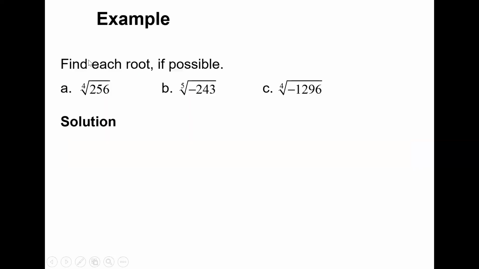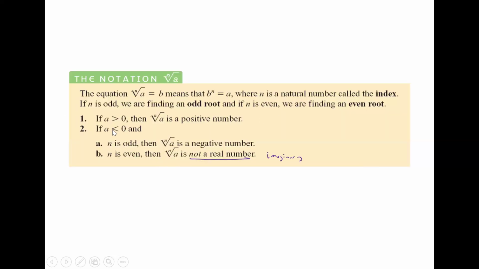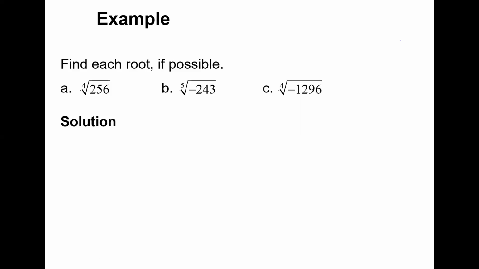All right, so we're going to find each root if possible. We want the fourth root of 256, the fifth root of negative 243, and the fourth root of negative 1296. With that last one, a is less than 0 and it's an even root, so this one is not going to be possible. It's going to be an imaginary number. Now this one is odd, it's negative. We can still do that one. This is even, and it's positive, so we can do that one. So there's only two of these we actually have to do.